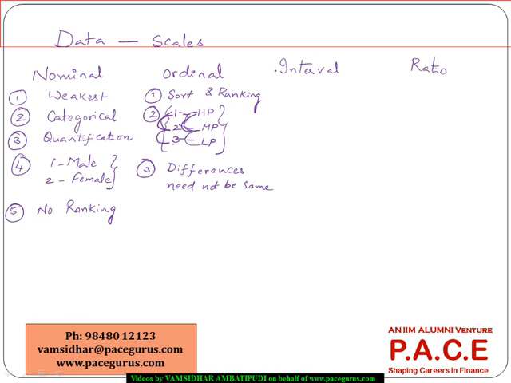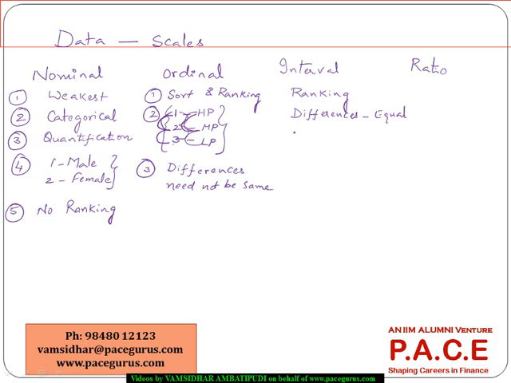But when I look at data which is in an interval scale, it provides ranking just like in the ordinal scale. It also makes sure that the differences between the ranks are equal. It ensures that the differences between each of the ranks are pretty much equal.